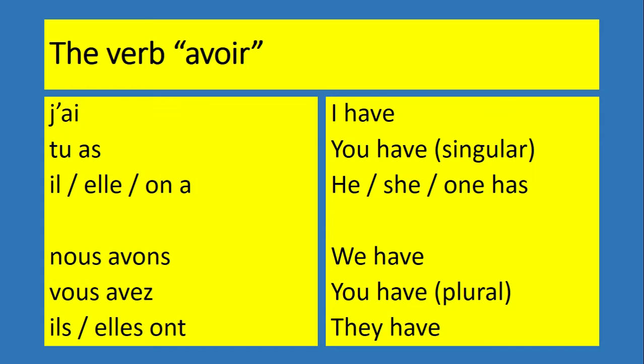So first of all, you need to memorize this verb off by heart. J'ai, tu as, il a, nous avons, vous avez, ils ont. Learn it off by heart, and please memorize it in that order. It's useless learning verbs in a random order like j'ai, nous avons, il a. No, always go I, you, he, we, you, they. A lot easier.